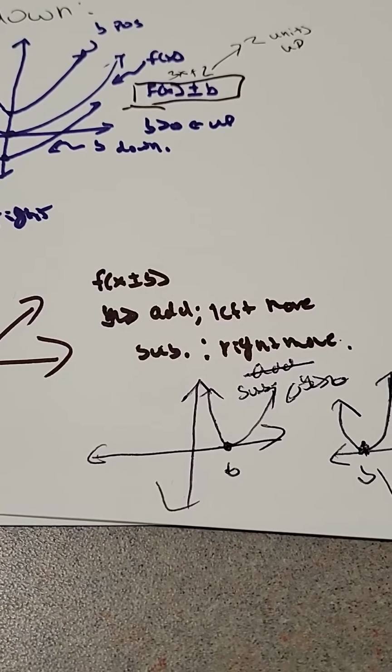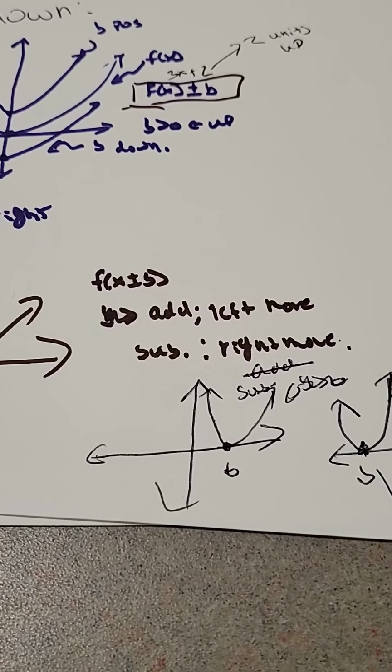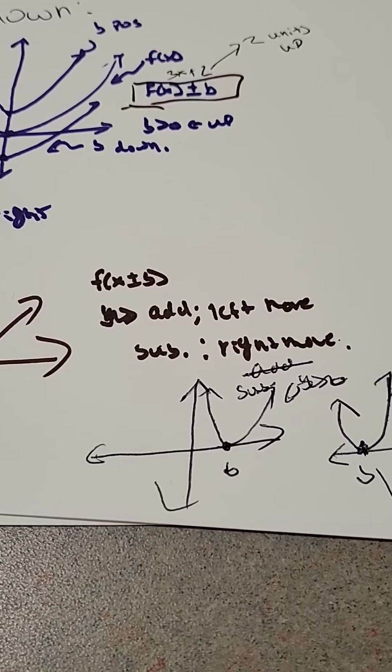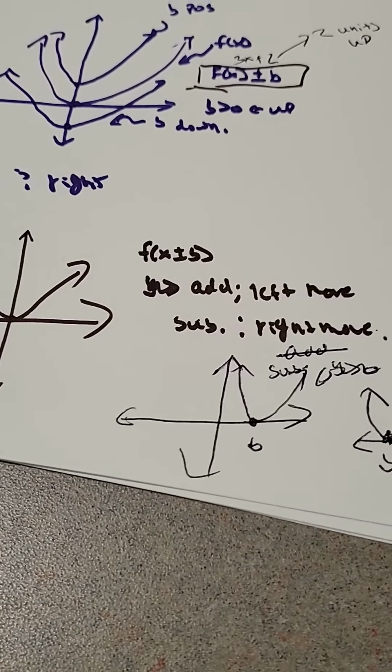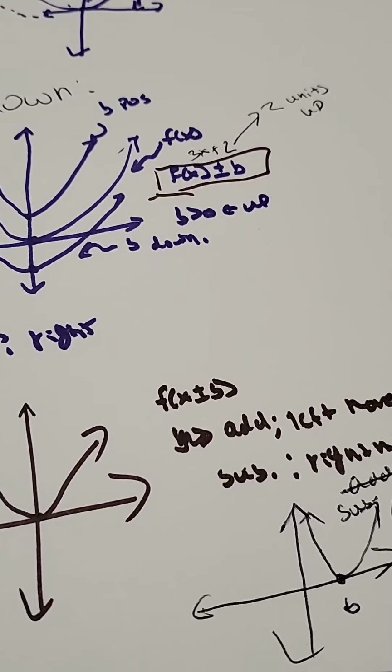by subtracting we go left, and adding we go right, or the other way around. Sorry. If we add, we go left. If we subtract, we go right. Okay, so those are the basic translations. We also call that translations.